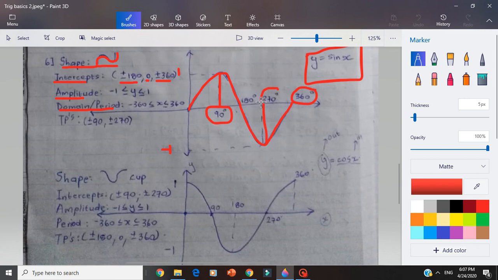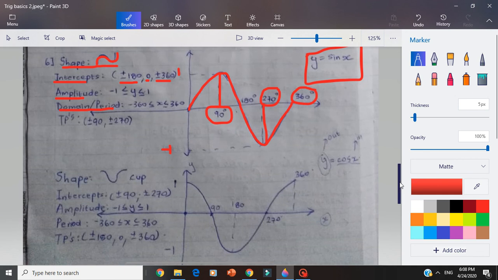I'm going to show you how easy this is and how it will help you for the next graph. The next graph is a cos graph. Notice that the sine graph starts at the origin. So basically the cos graph is the sine graph shifted by 90 degrees. I'm going to take this whole graph and move it 90 degrees to the right.